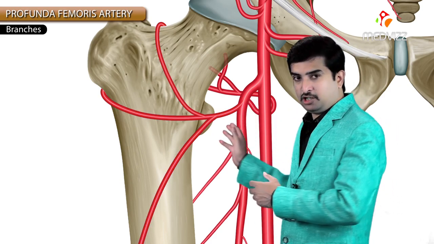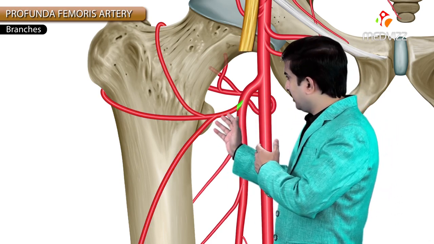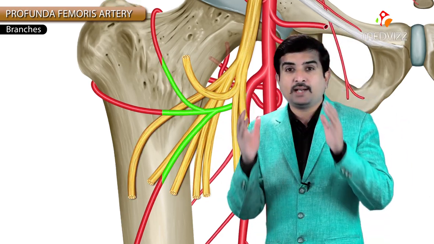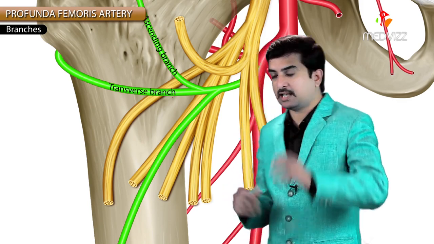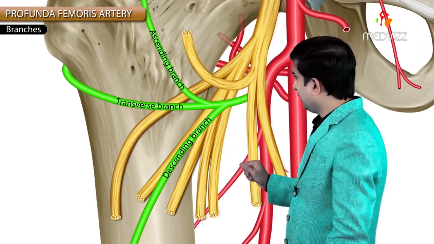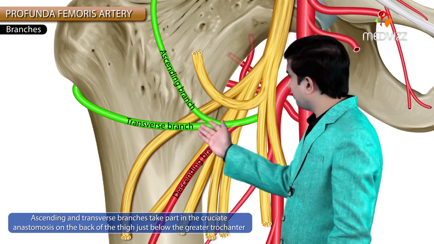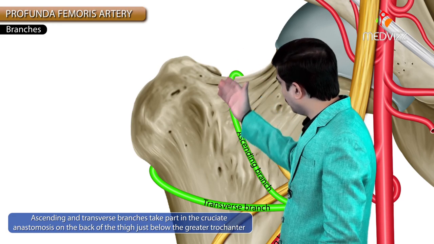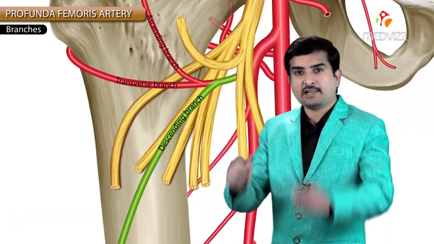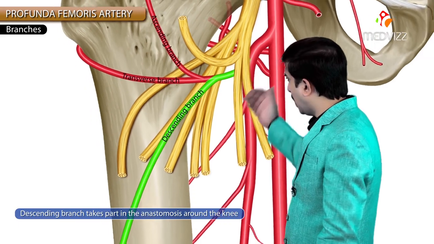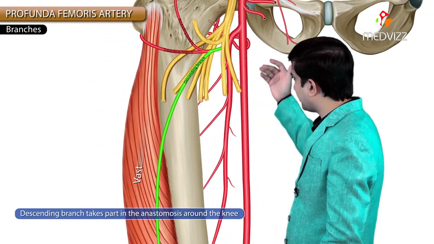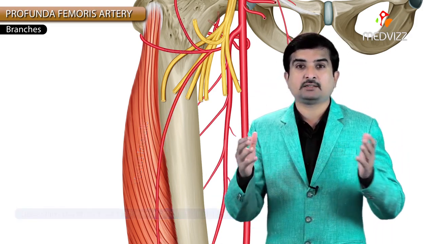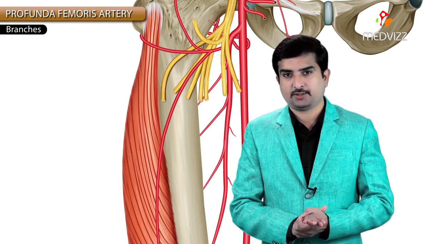As you can see in this image, it runs laterally between the anterior as well as posterior divisions of the femoral nerve and divides into ascending, transverse as well as descending branches. The ascending as well as transverse branches take part in the cruciate anastomosis on the back of the thigh just below the greater trochanter. And the descending branch runs down along the anterior border of the vastus lateralis and takes part in the anastomosis around the knee. And this is about the lateral circumflex femoral artery.